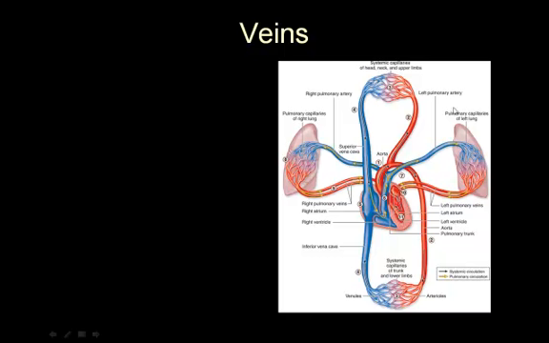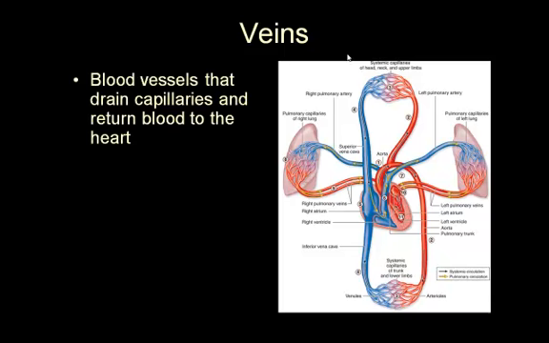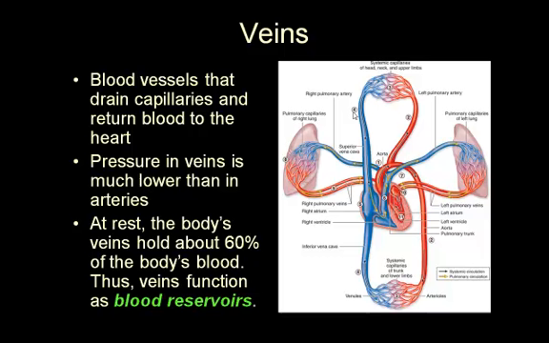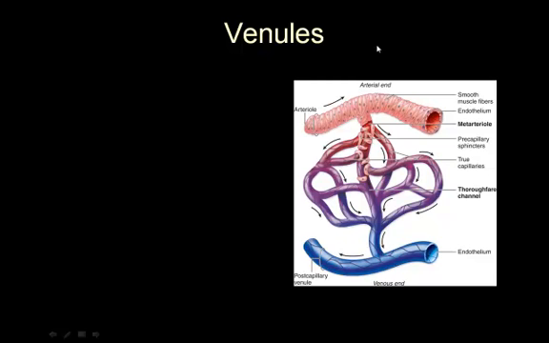Okay, if we transfer over then to the other side here, the vein side, veins are the blood vessels that drain the capillaries now and return the blood ultimately to the right atrium of the heart. As you can imagine, the pressure in the veins is much lower than in the arteries. And at rest, the body's veins hold about 60% of the body's blood. Thus, veins essentially function not only as a vessel to bring blood back to the heart, but they also serve as, in essence, a blood reservoir for the body.